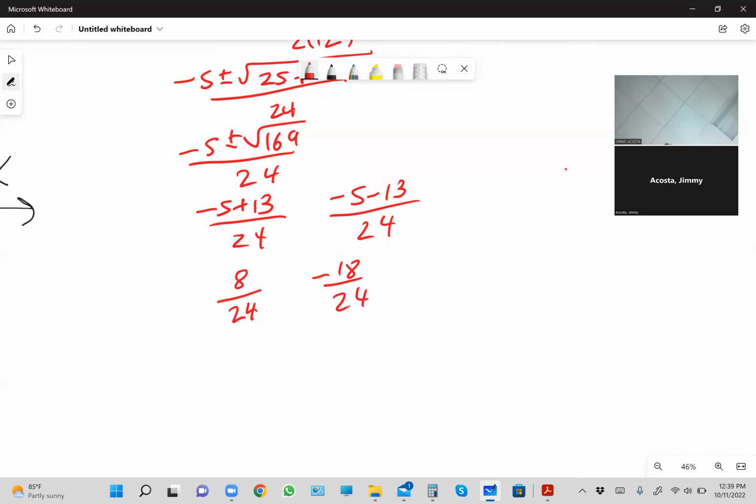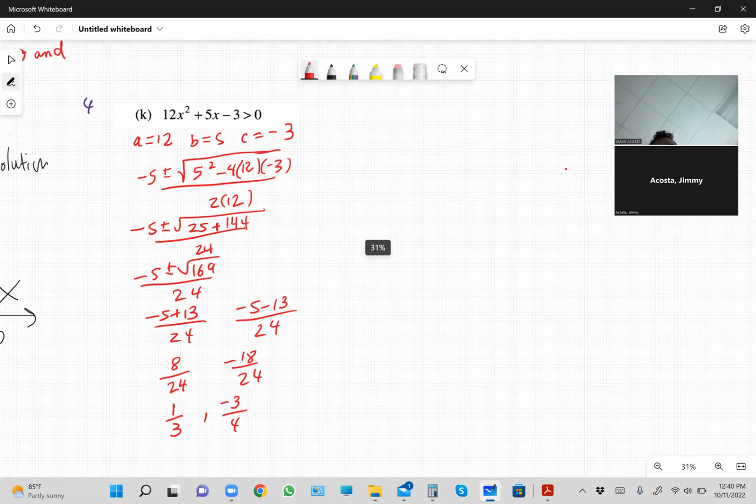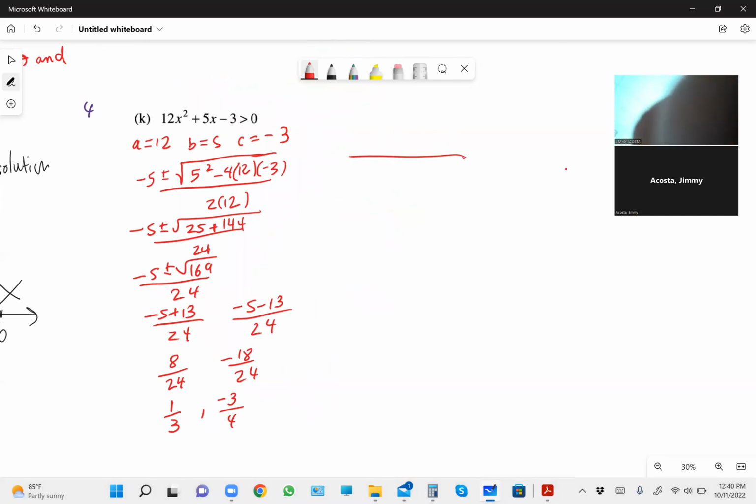And 8 divided by 24 is 1/3. And -18 divided by 24 is negative what? Well, 3 goes into 18 6 times, but there's a higher common factor. It's -3 over 4. -3 over 4 should be your answer because 6 works. And so those are your two answers to this question. But are we done? The answer is no, because we have to test the critical values.